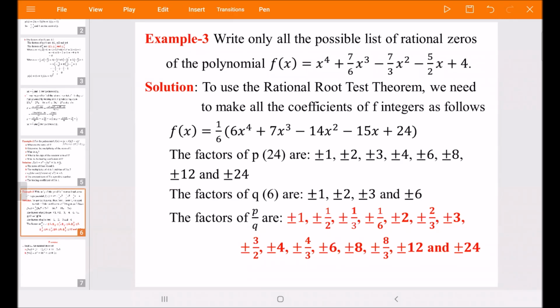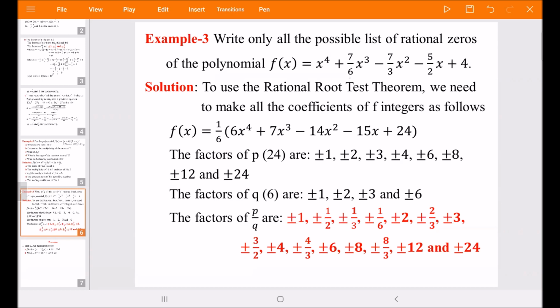But when we think of applying the rational root test theorem to solve this problem, the coefficients of this polynomial are not integers. For example, the coefficient of x cube is 7 over 6. The coefficient of x square is minus 7 over 3. The coefficient of x is minus 5 over 2. If one of the coefficients is rational, then we have to make some calculation in order to make all the coefficients of the polynomial integers.